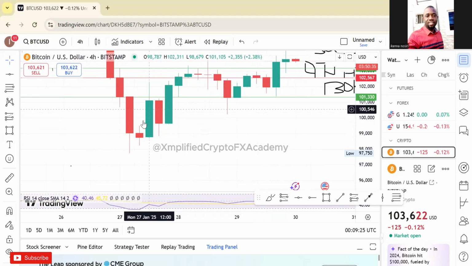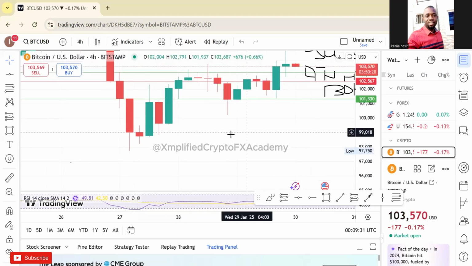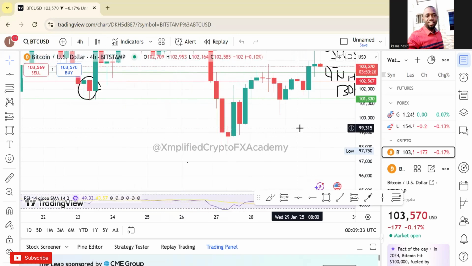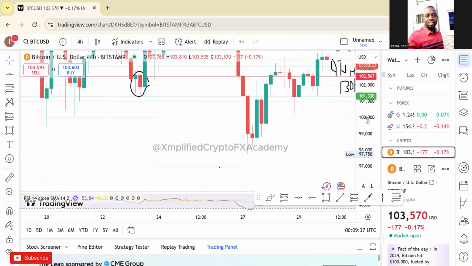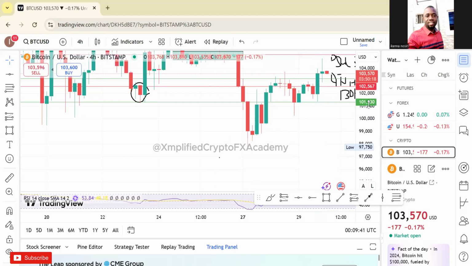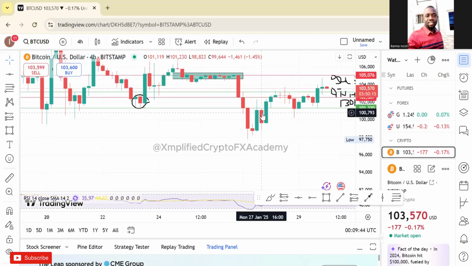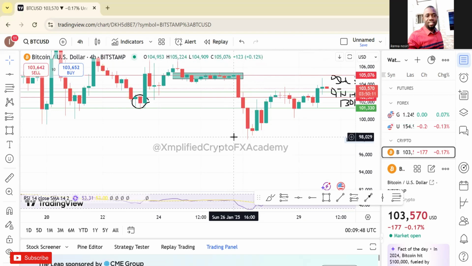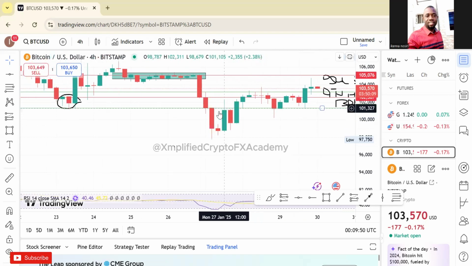In the past 4 hours, people started buying, taking the opportunity. This actually tells us that the bulls are coming in. The era of sellers, the era of the bearish trend, is coming to a stop. So that's what this tells us, and it tells us to prepare ahead of time.